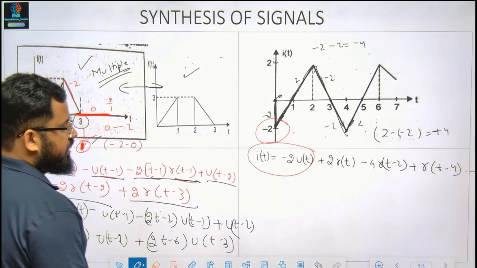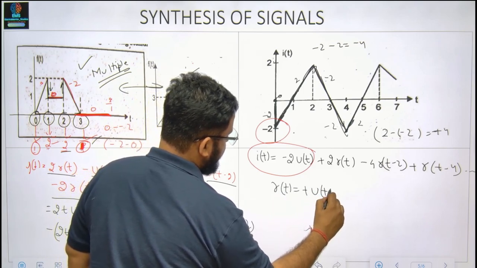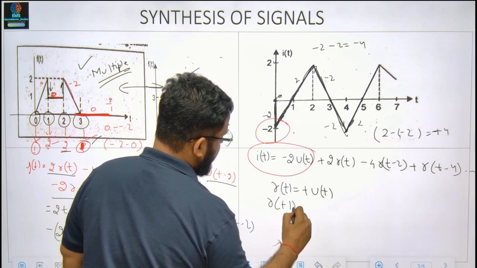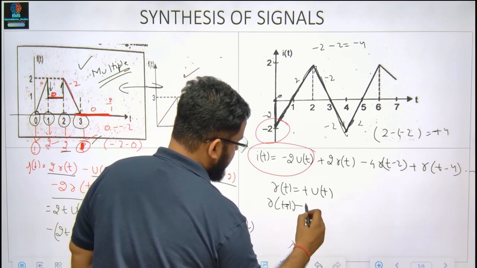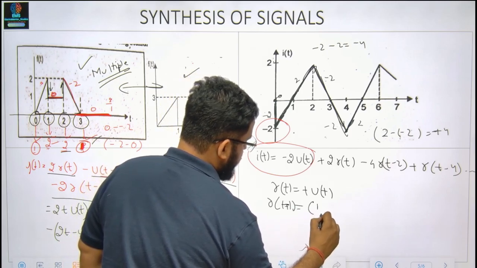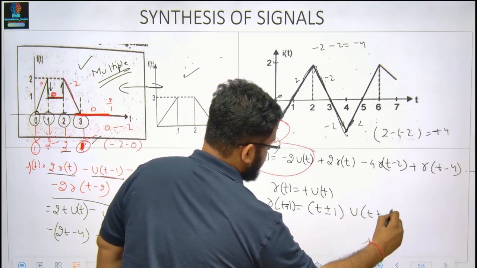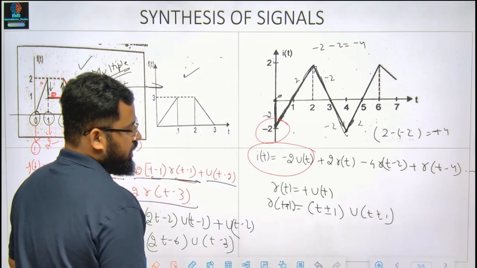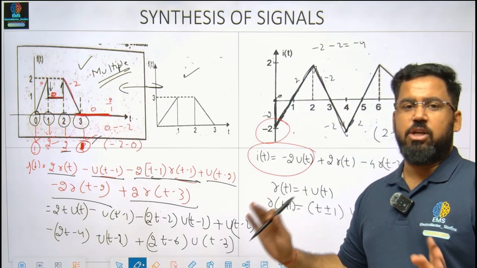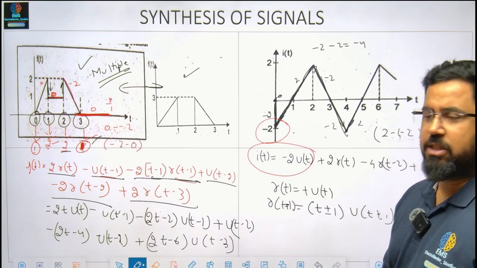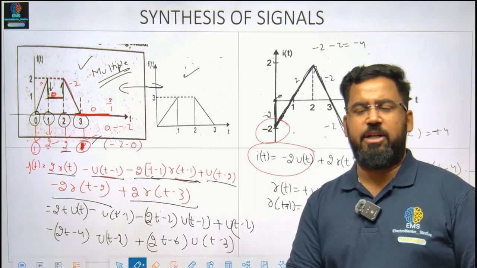Clear, everyone? Always remember, we can replace r(t) by t u(t). If r(t minus 1) or r(t plus 1) is given, anything is given, you can write t plus or minus 1 times u(t plus or minus 1), whatever it is. So that's it for the synthesis of the signal. These are all questions which have been asked in your previous year examinations. Practice it once. For any doubt, do comment.